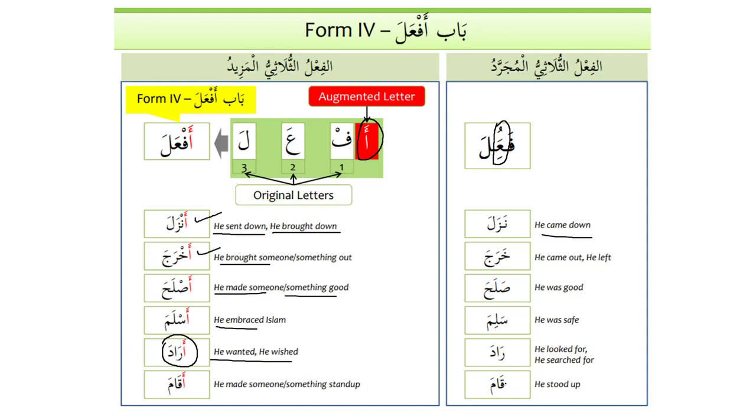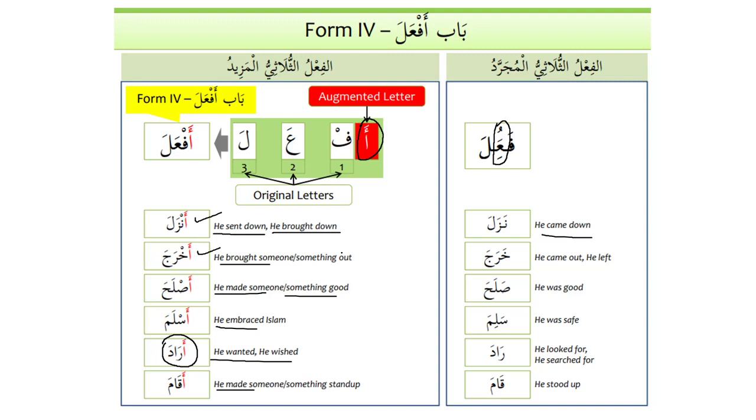And then the last one, qama, he stood up, and when we bring it into form number 4, it becomes aqama. That means he made someone or something stand up. So now we can see over here that it is causative and it is transitive. It changes a verb that is lazim into mutaaddi.